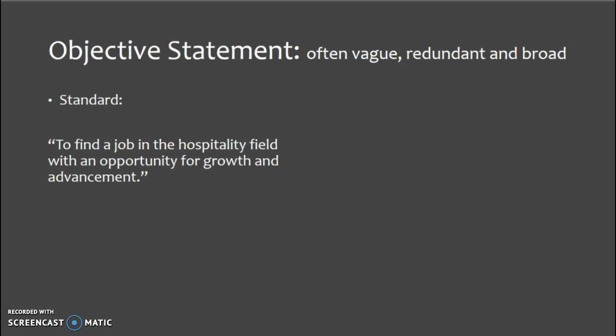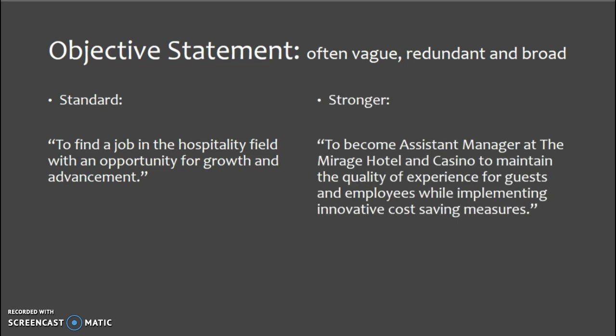Of course, somebody's trying to find a job in the hospitality field. They just applied. They're submitting their resume. It's a redundant statement right there. And it's really broad. It doesn't tell the reader anything about the person, the applicant, and it's overall weak. There's a stronger way of writing an objective statement. Assistant manager at this location, and they want to maintain the quality of experience for guests and employees while implementing innovative cost-saving measures. So, if you look at these two, which one is stronger? The one that gives them a little bit more detail. It isn't that vague, redundant.